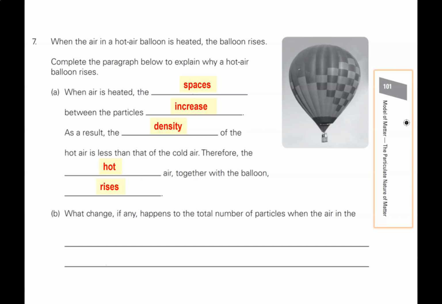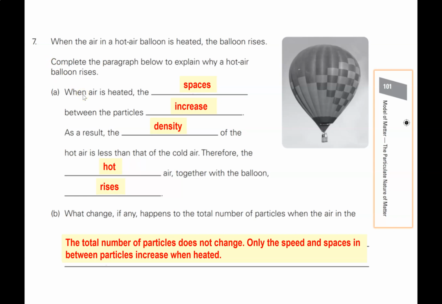What change, if any, happens to the total number of particles? As with the previous question, there should be no change because atoms cannot be created or destroyed. Only the speed and spaces in between particles will increase when heated. The particles gain heat and they would move faster.